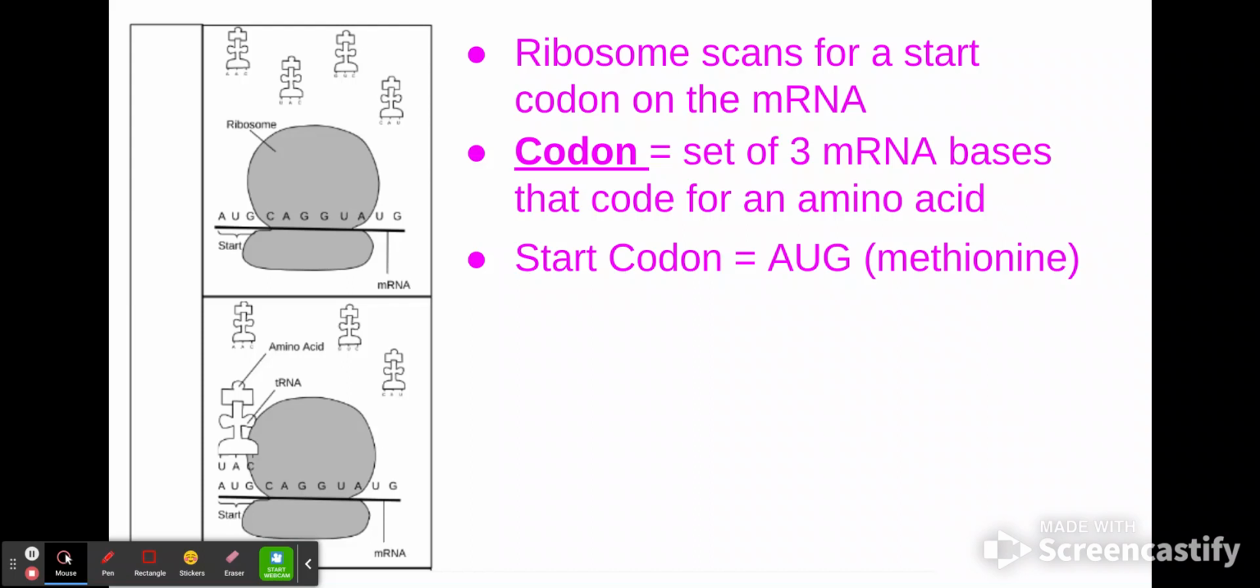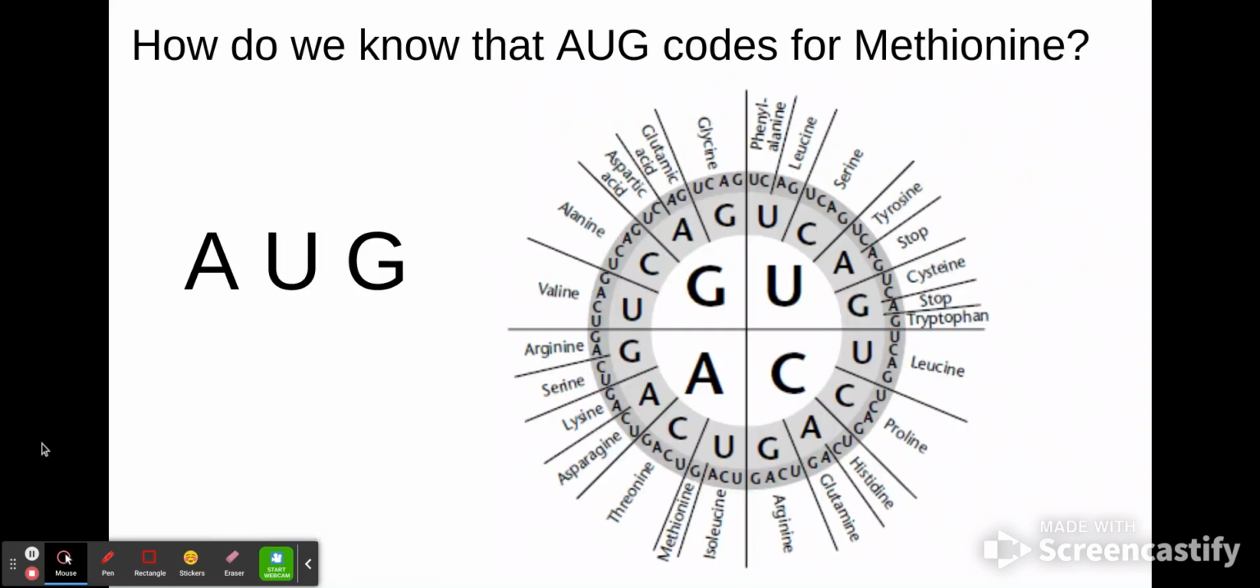You might be wondering, Ms. Frankson, how in the world does AUG code for methionine? How does that work? I don't understand the code. It's not my language. Let me show you. So I'm going to have you flip in your packet to find this chart. It's a circle. So how do we know that AUG codes for methionine? We use this circle chart.